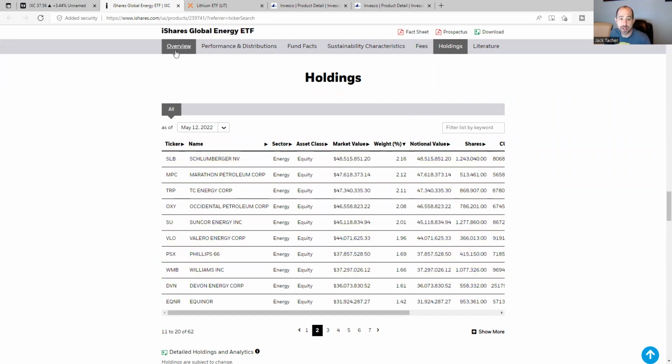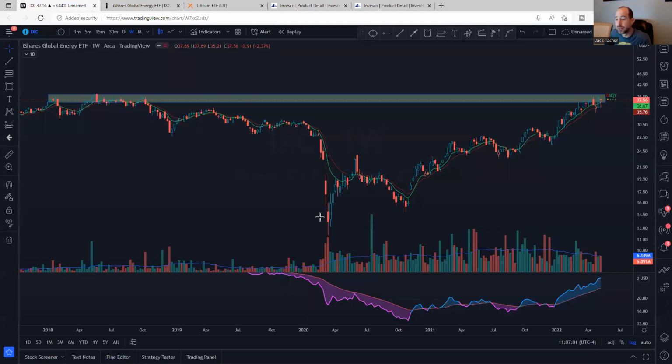Again, not quite equal weighted, but it is a broad index. And so IXC looks pretty good. And it's the only oil and gas index to me that looked really good. Is what it is. All right, let's move on.